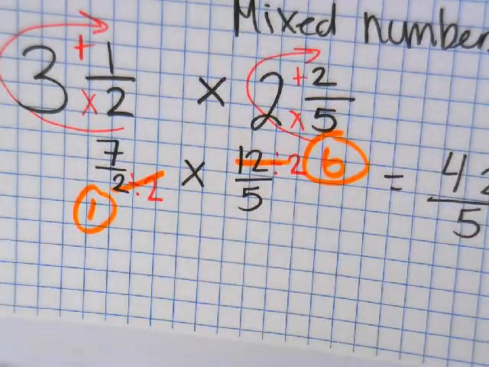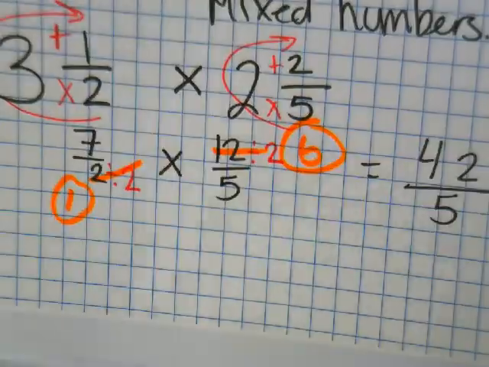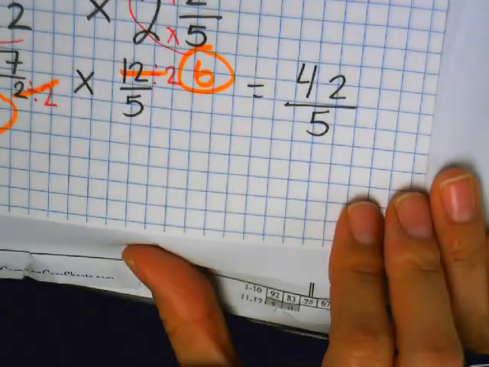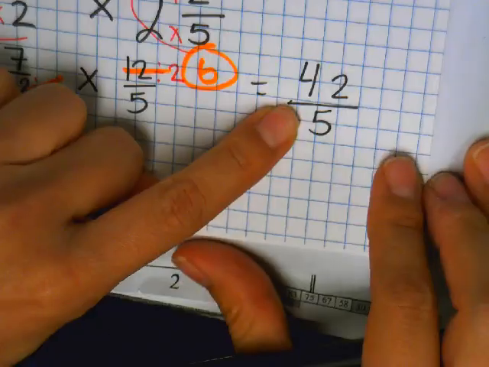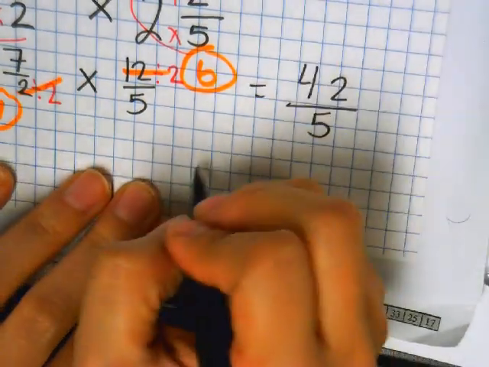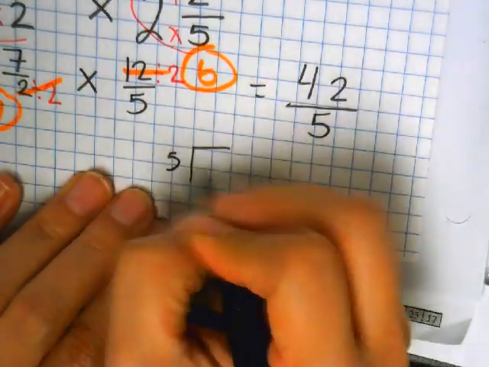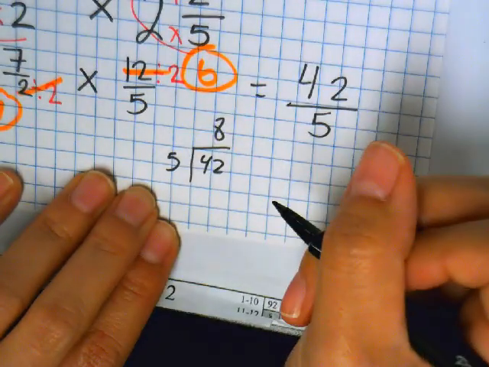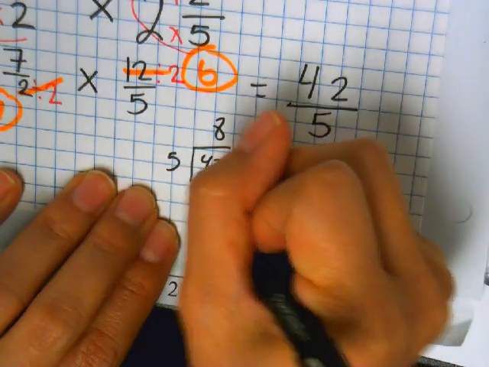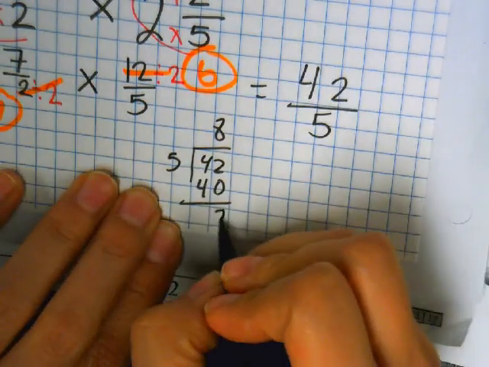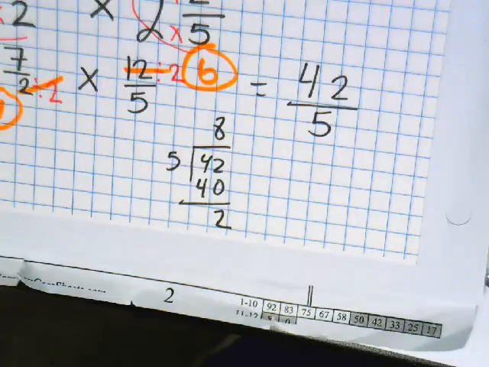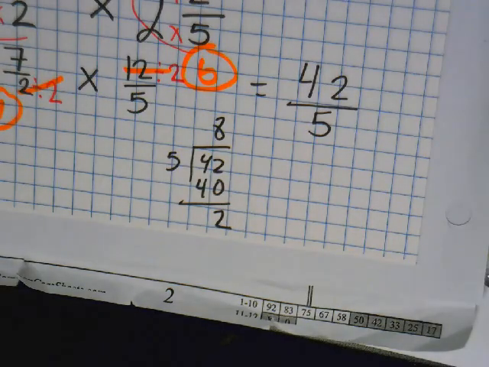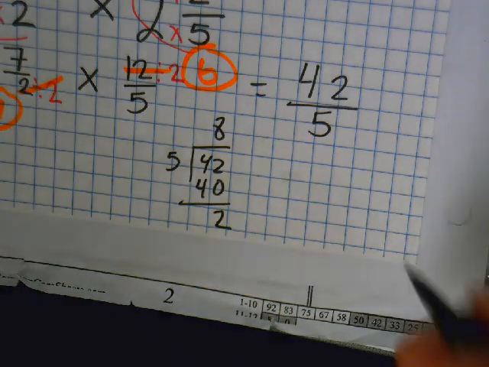5. All right. Now we got to turn it into a mixed number. How do I change it back to a mixed number? Here's my improper. How many times could 5 go into 42? So how many times does 5 go into 42? 8. 8 gives me 40. What's my remainder? 2. All right. Here's my division problem. From this, how do I get my mixed number? Yes. The 8, the 5, and the 2.